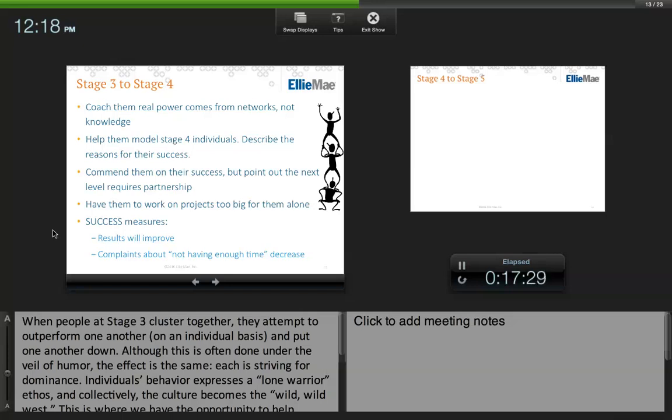And how do you measure success? Measuring of success is, of course, results will improve. There's actually proven research on the topic that a stage 4 team is at least 30% more productive than a stage 3 or stage 2 team. Complaints about not having enough time decrease. This is because you're not trying to do everything yourself. You're actually collaborating, delegating, and there's a transparency which starts coming through.